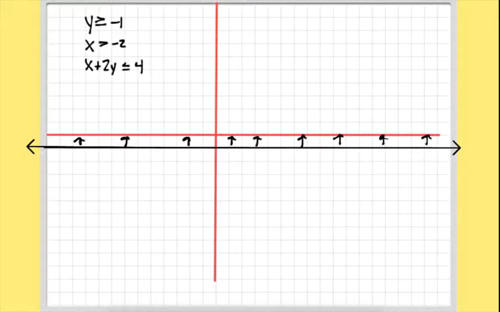For x is greater than negative 2, I know x equals negative 2 is a vertical line at negative 2. But since it's greater than and not greater than or equal to, it needs to be dotted. So we get something like this on one side. There we go. And since we want greater than, that's the area to the right. That's where all the x values are greater than negative 2.